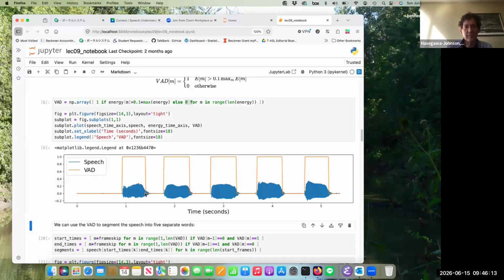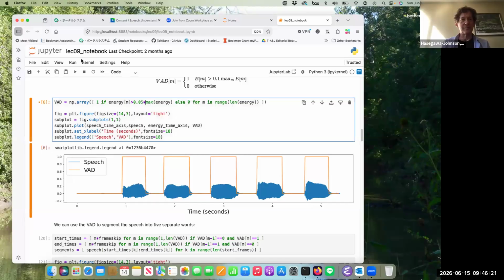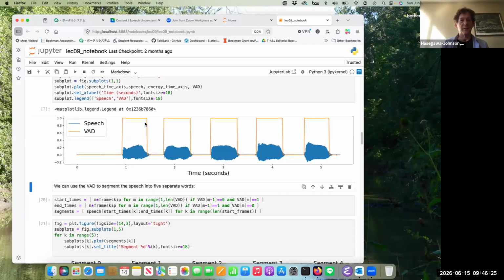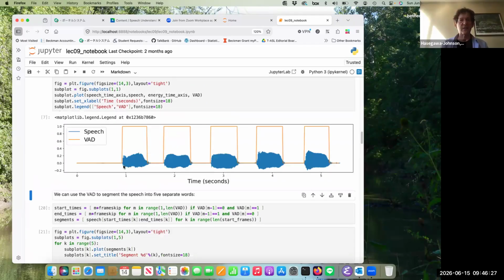Maybe we could have cut it down to a little bit less than 10%. I wonder if 5% would be any better. Let's try 5% and see if that looks better. Yeah, 5% looks a little bit better. So there's the voice activity detector showing the beginning and the ending of every vowel by checking when the energy is larger than its threshold fraction of the maximum. And we can use that in order to separate it into 5 separate words.